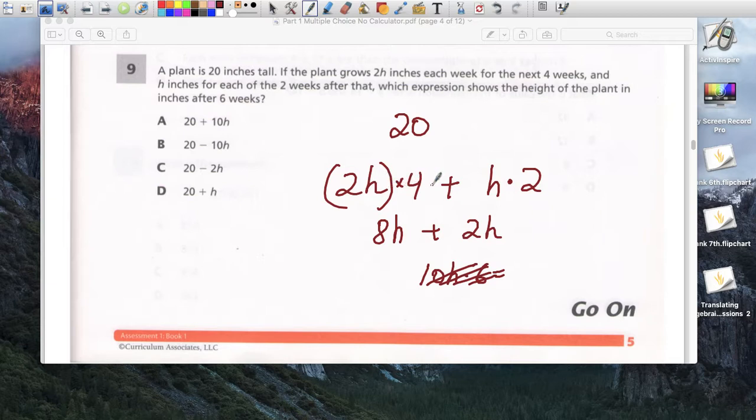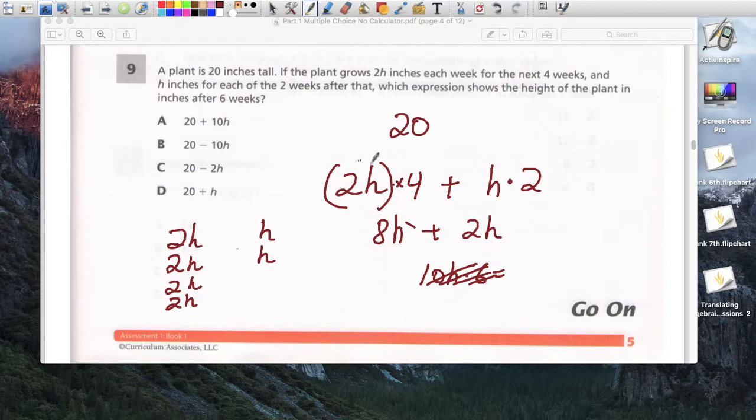2 inches for each of the 4 weeks. So you grew 2 inches for the first week, 2 inches for the second week, 2 inches the third week, 2 inches in the fourth week. And then you grew 8 inches for 2 weeks. So I should get 2H, 8H, 10H. Where are they getting the 20? Which expression shows the height of the plant after 6 weeks? Oh, it's already 20 inches, I forgot. So here, this is correct.